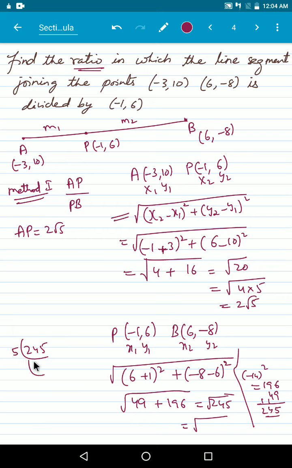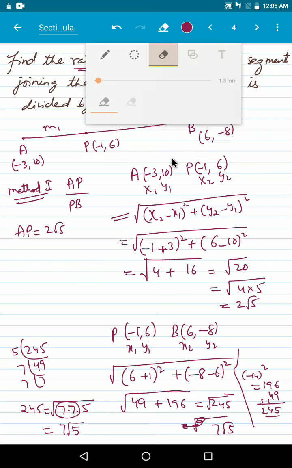5, 4 is a 20 and 9, 7 and 7. So 245 we can write as 7 multiplied by 7 multiplied by 5. So this is 7 square, right? So one 7 we can write outside. This is root 5. So this is in fact equal to 7 root 5. Okay, I hope this is clear.